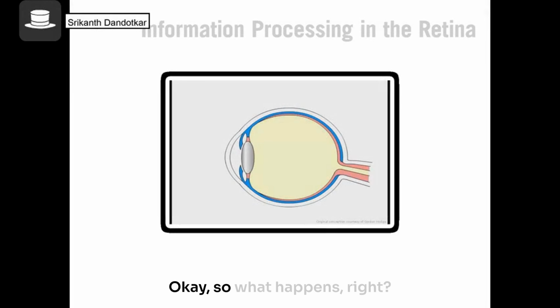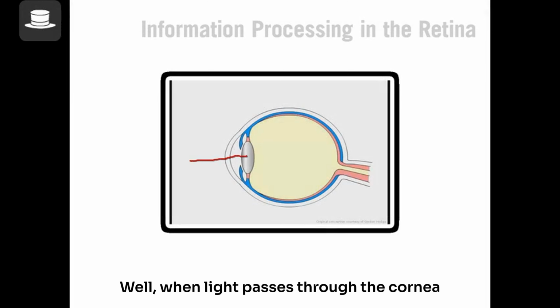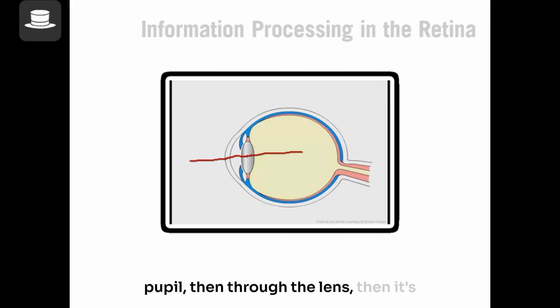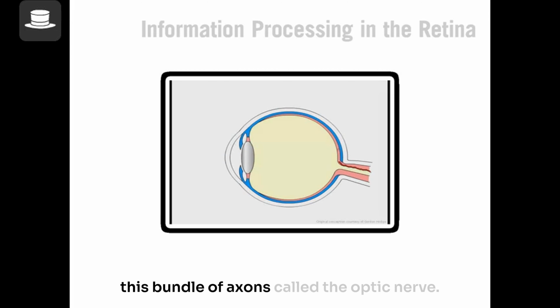Okay, so what happens, right? Well, when light passes through the cornea, pupil, then through the lens, then it's captured by the retinal cells, right? And it goes from the photoreceptors to the next layer, bipolar cells, to ganglionic cells, and the axons of the ganglionic cells, right? And the information exits the eye through this bundle of axons called the optic nerve. Then eventually it goes to the brain.